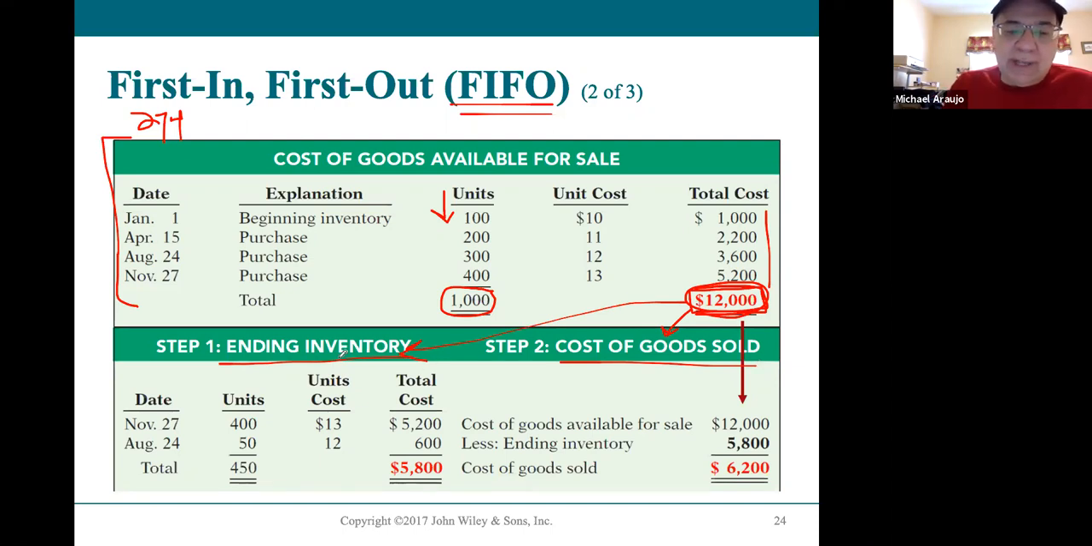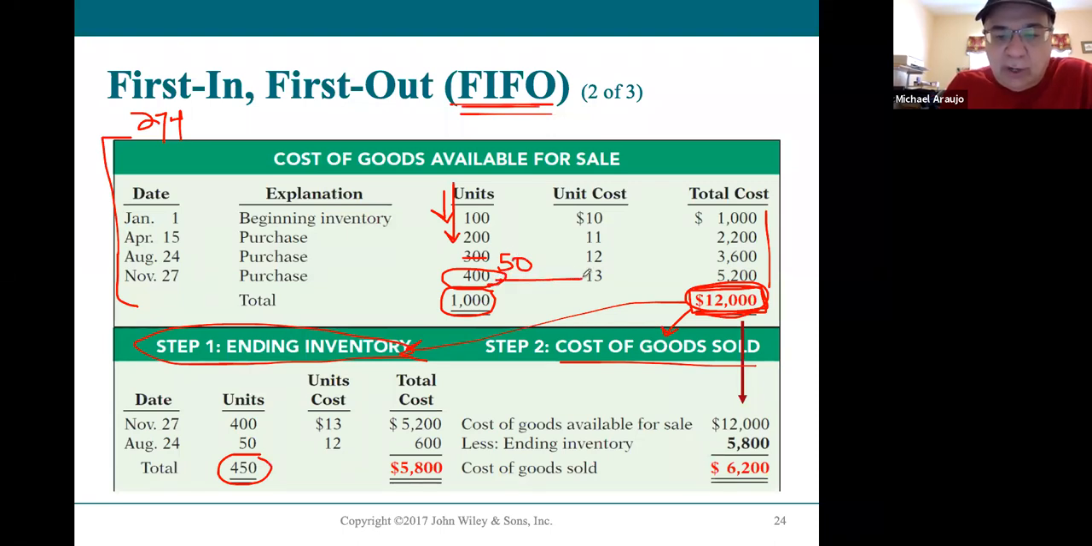So the book says count what's left. The first thing they do is count what's left. And we know there are 450 units left because we sold the other 550. So which 450 units are left if we sold 550? Well, in the FIFO, the early units have been sold. And so these 400 are still in the store. You still own those, right? And 50 of these are still in the store. Those are your 450.